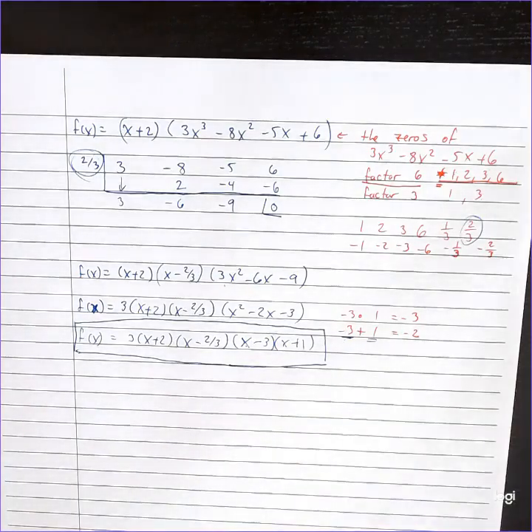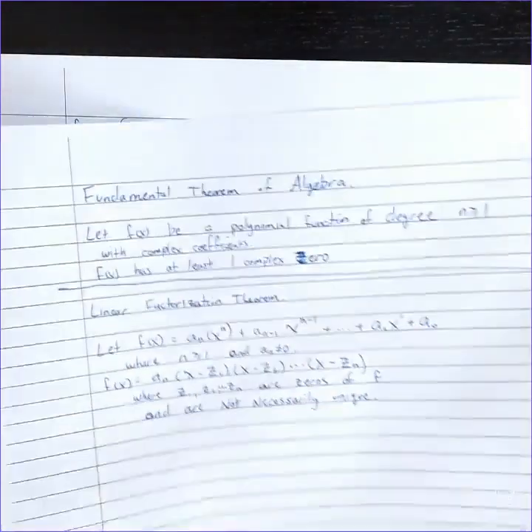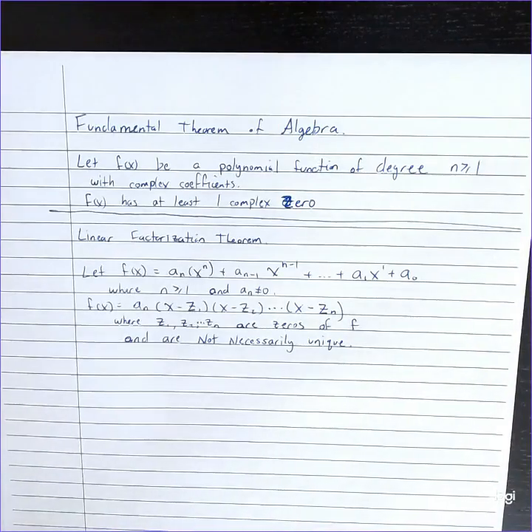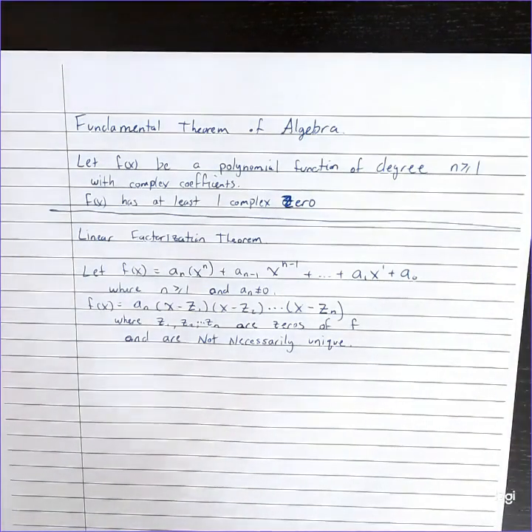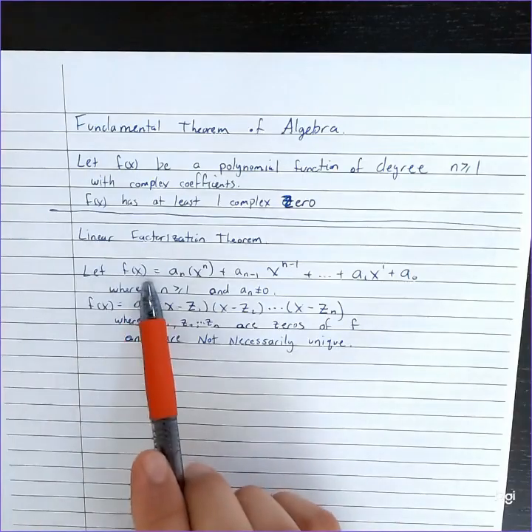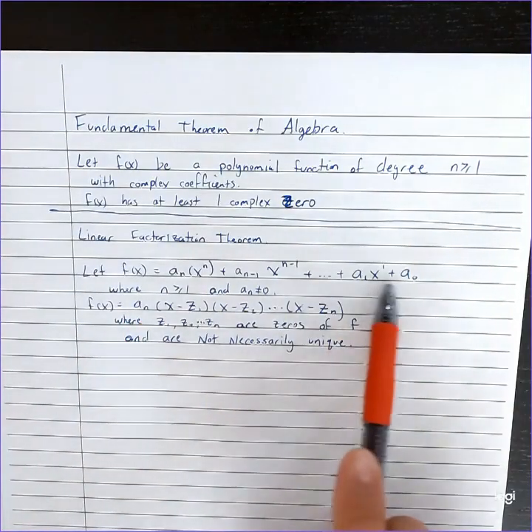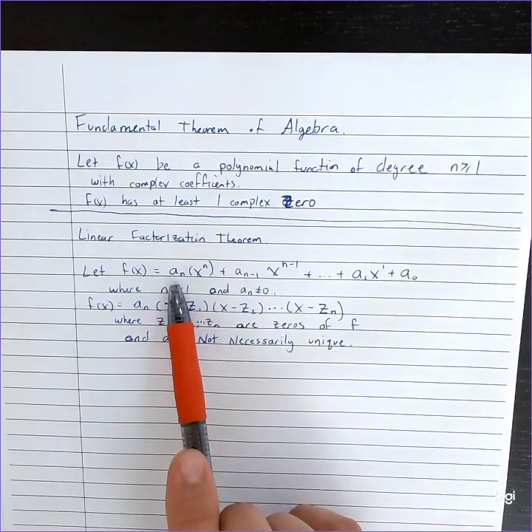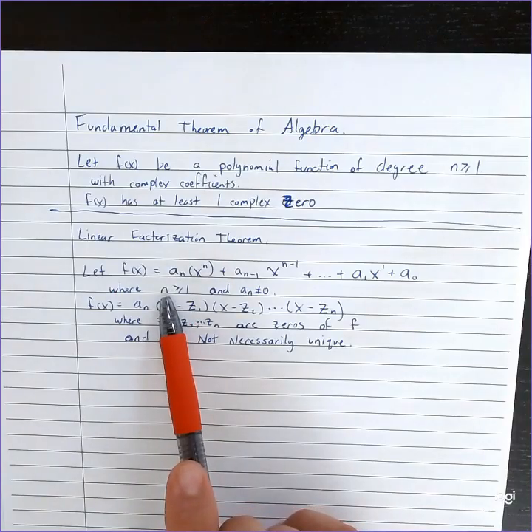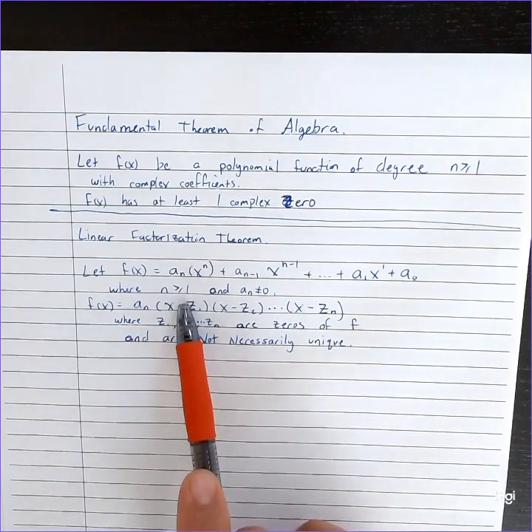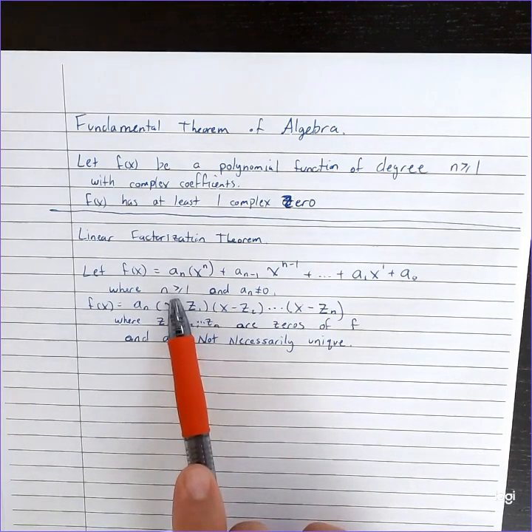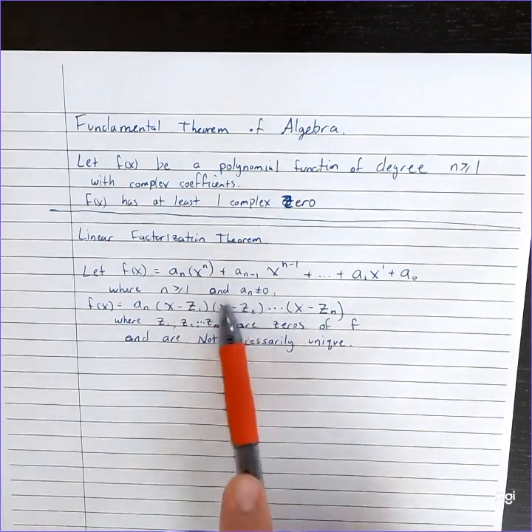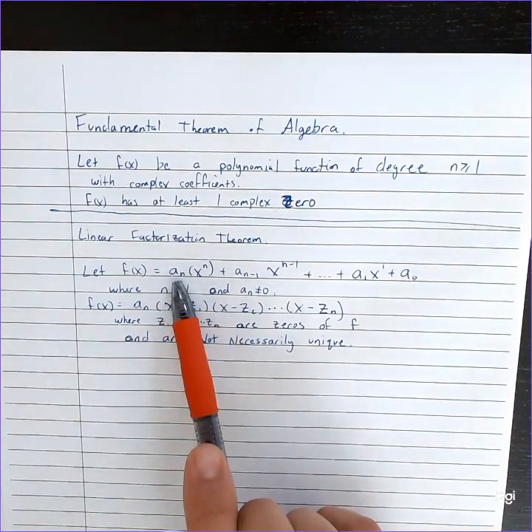We can summarize all of that with another theorem. This is called the linear factorization theorem. The linear factorization theorem says, let f of x be a polynomial function. A sub n is the lead coefficient. That's going to be important here in a second. The degree of the polynomial function should be greater than or equal to 1. So again, just don't have any constant functions. And here the lead coefficient should not be 0. Some number, positive, negative, fraction, whole number, decimal, it doesn't matter as long as it's not 0.